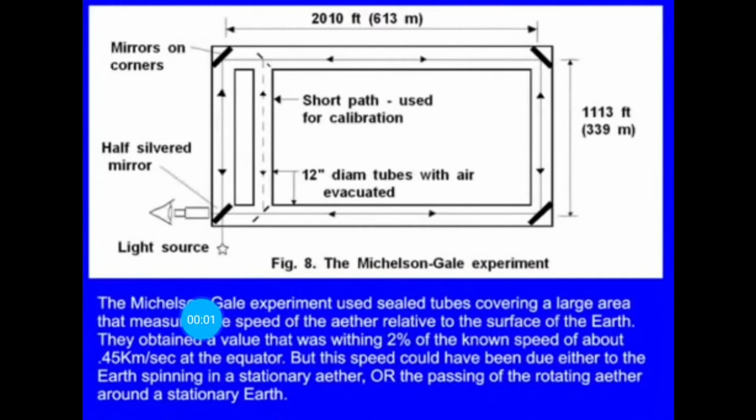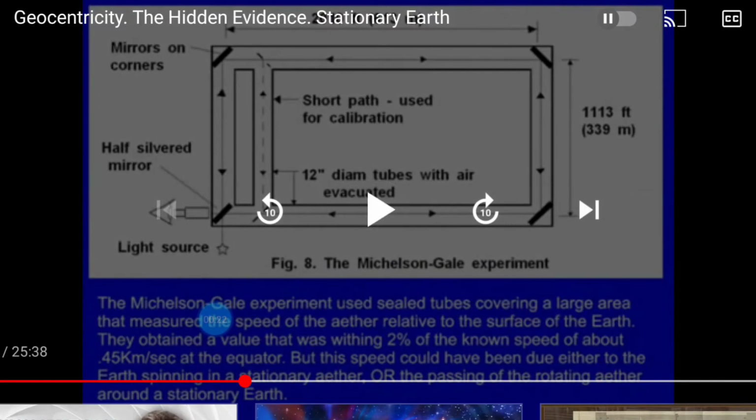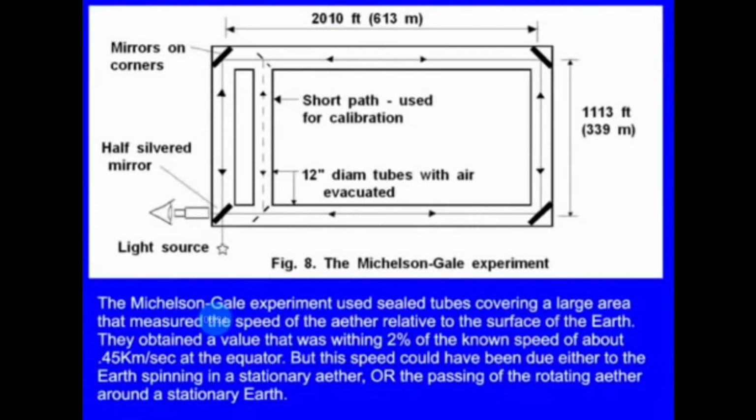Briefly, these three experiments. The Michelson-Gale experiment used sealed tubes covering a large area that measured the speed of the ether relative to the surface of the Earth. They obtained a value that was within 2% of the known speed of about 0.45 kilometers per second at the equator. So let me break this down, because this is more important than people are considering, okay?